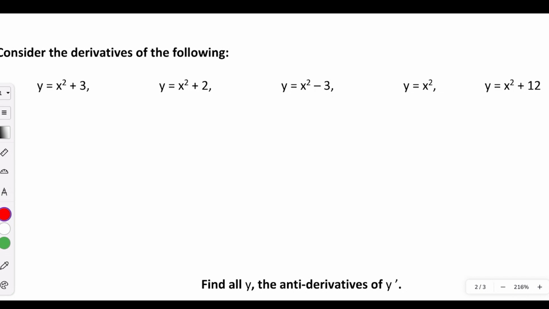Take 30 seconds here and just look at all those equations, and let's consider the derivatives of all these. What's the derivative of y equals x squared plus 3? Yeah, 2x. What's the derivative of x squared plus 2? Yeah, 2x again. They're all 2x.